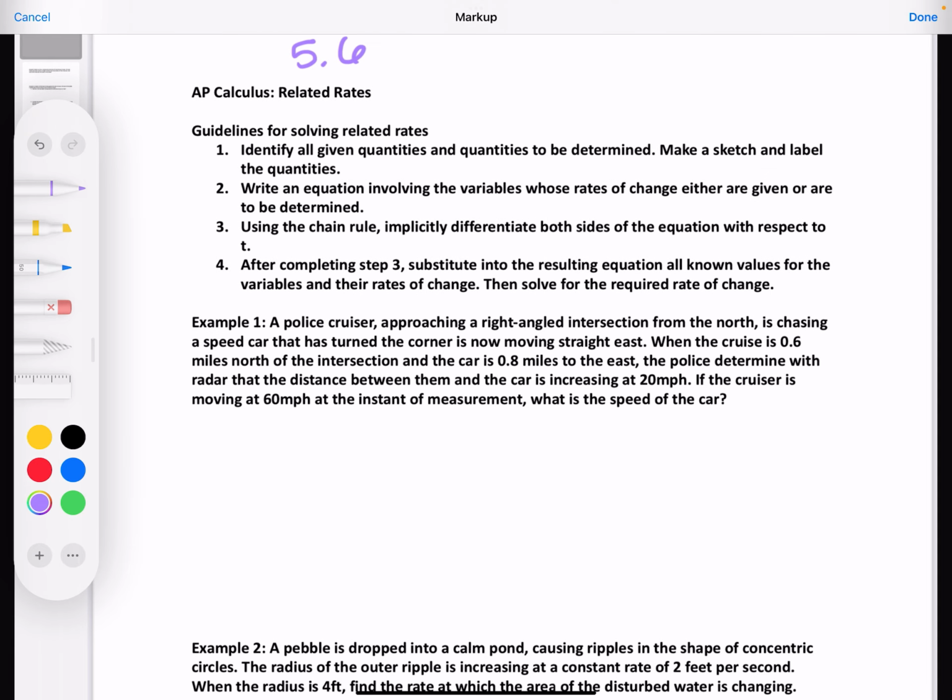Alright, so a police cruiser approaching a right-angled intersection from the north is chasing a speeding car that has turned the corner and is now moving straight east. When the cruiser is 0.6 miles north of the intersection, the car is 0.8 miles to the east. The police determine with radar that the distance between them and the car is increasing at 20 miles per hour. If the cruiser is moving at 60 miles per hour at the instant of measurement, what is the speed of the car? So, I typically try to draw a picture first, and then I fill in values to go with it.